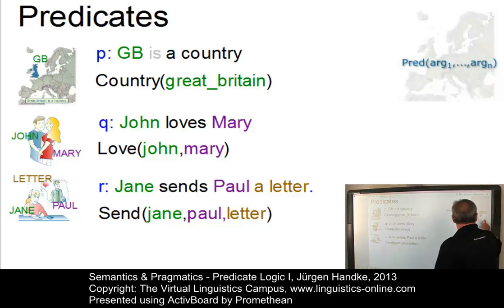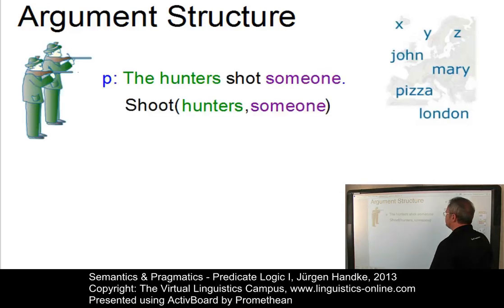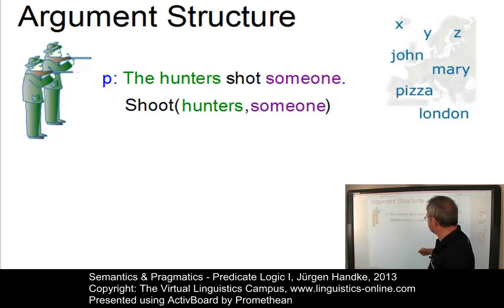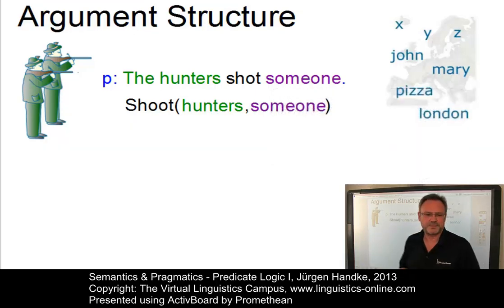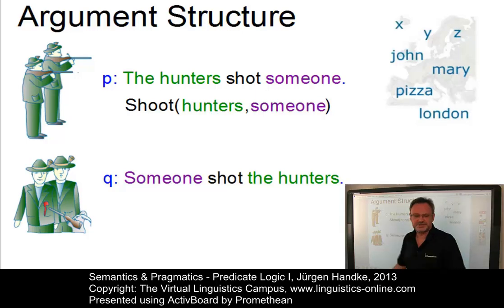The argument structure itself specifies not only the number of the arguments of a predicate, but also their order. For example, the proposition, the hunters shot someone, can be represented by the predication that you can see here. The predicate is shoot, and hunters and someone are the two arguments. But what about the proposition Q, someone shot the hunters?